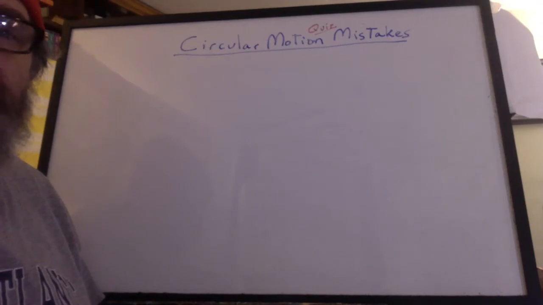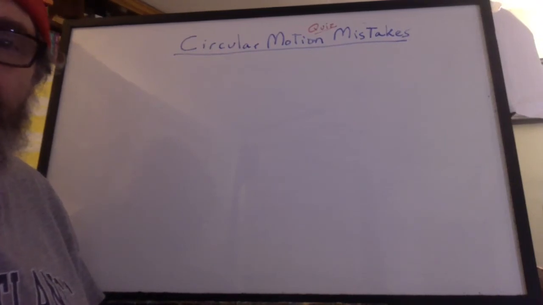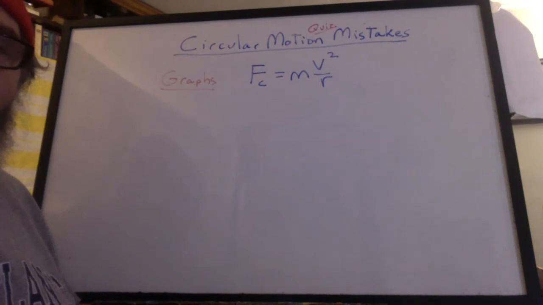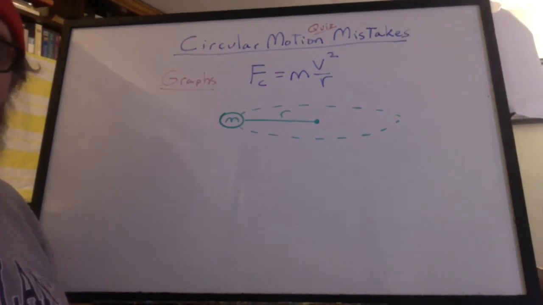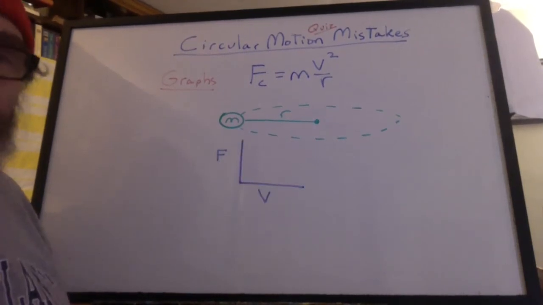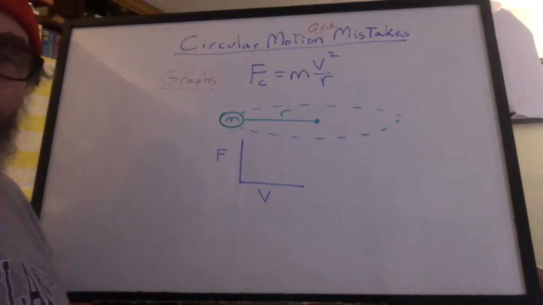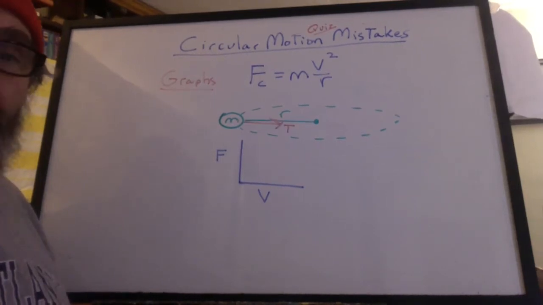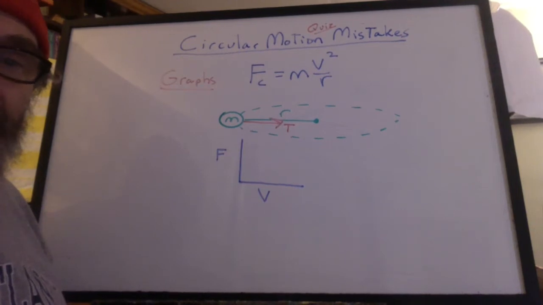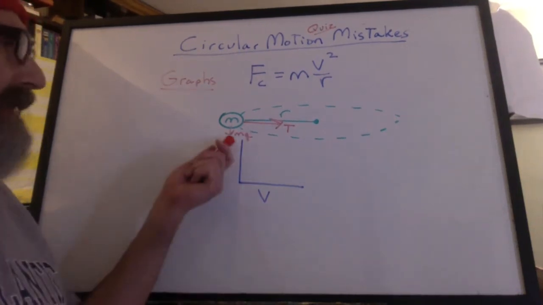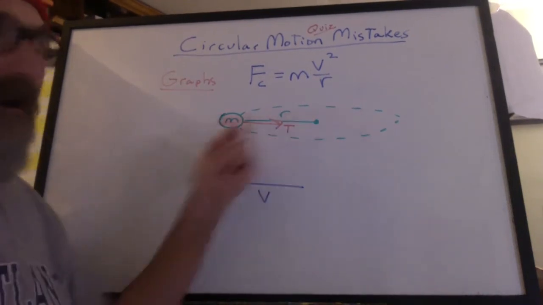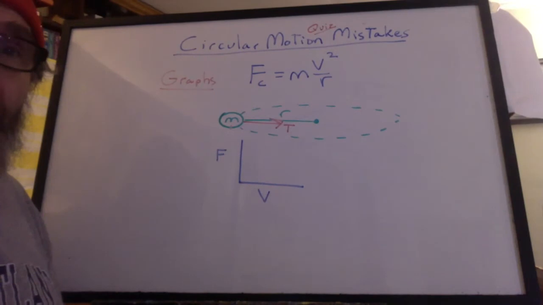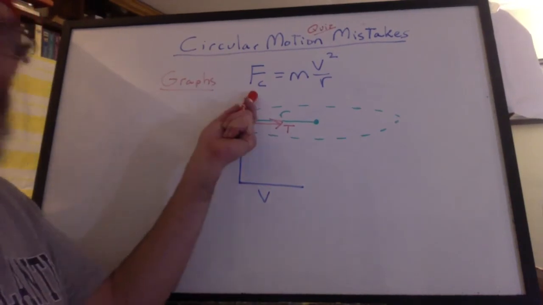Let's go over some of the mistakes kids made on the last circular motion quiz. A big one was the graphs, and all we're talking about is graphing this formula. We're talking about an object being swung around in a horizontal circle. Force versus velocity. Well, the force acting on that object is the tension in the string. We're going fast enough so that the mg is relatively small. That's why it says we're going in a horizontal circle. So the force we're talking about is the Fc.